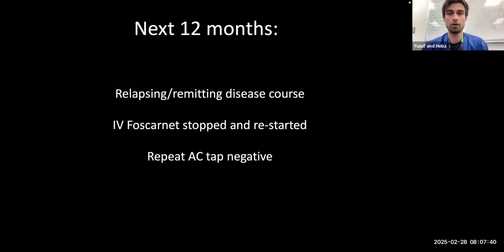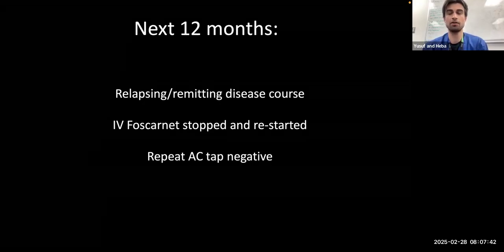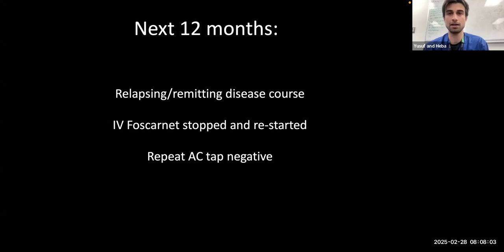I'll just fast forward a bit over the next 12 months. Over the next 12 months, this patient had a relapsing and remitting disease course with times of worsening retinitis and also improving retinitis. And this was maybe corresponding with when the intravitreal foscarnet was stopped and restarted, but wasn't absolutely coinciding with these timeframes. Repeat AC tap was done and it was negative for the viral PCR.